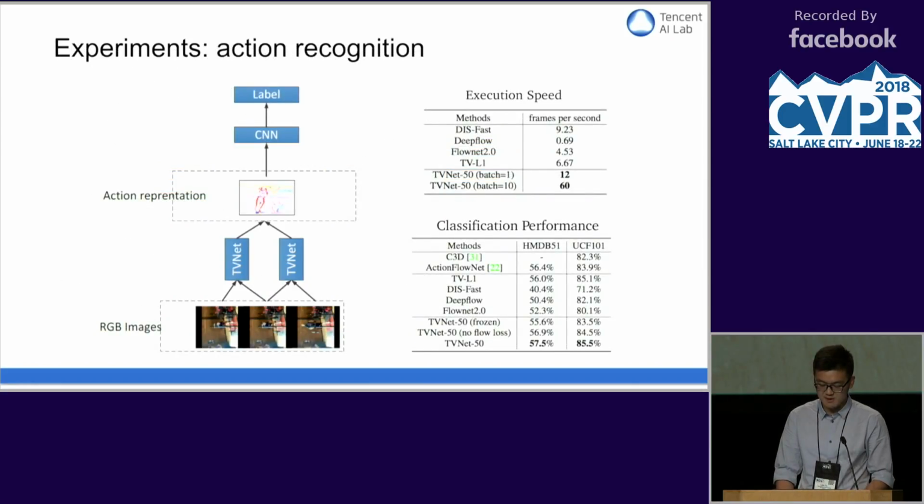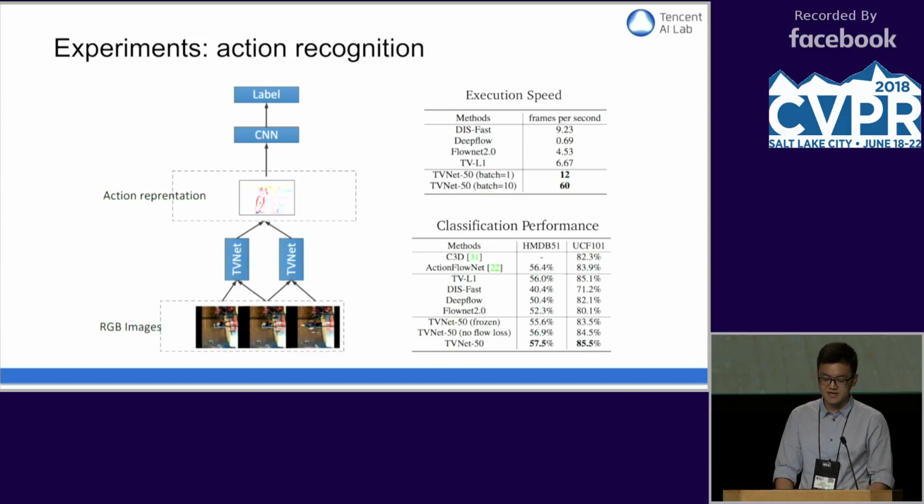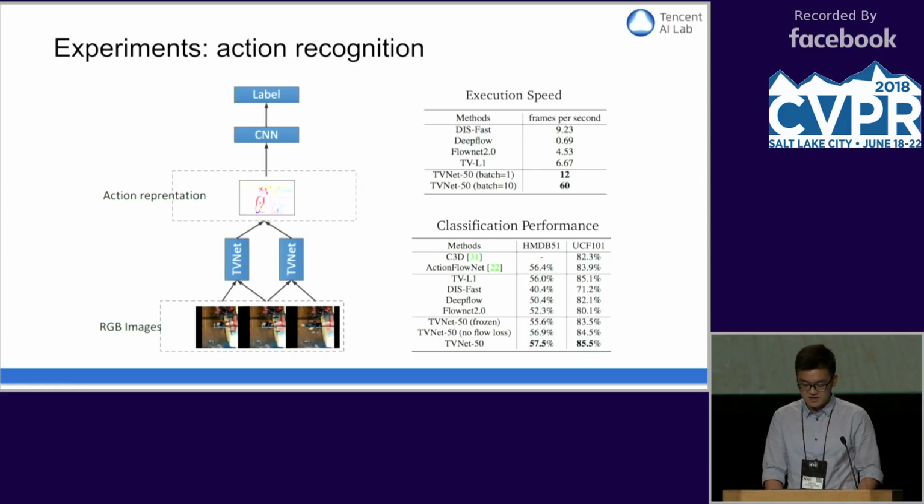Then we'll show some experimental results. The execution speed for our TVNet is faster than most of the existing optical flow methods, including FlowNet and the original TVL1 method, etc. We could further accelerate it by increasing the batch size and processing multiple samples in one forward pass. Moreover, the classification performance of our TVNet outperformed all compared methods shown here on both HMDB and UCF datasets.